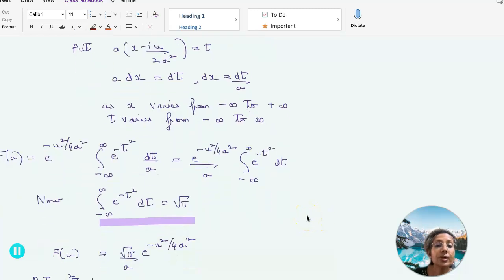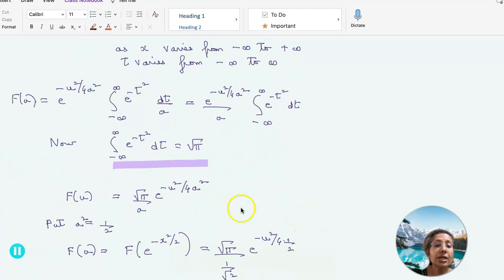Now in calculus we have seen this is a gamma function. The integral from minus infinity to infinity of e raised to minus t squared dt is root pi. You can refer to gamma functions in my earlier video or course for gamma functions. So F of u becomes root pi by a, this entire thing is root pi by a e raised to minus u squared by 4a squared. This is the Fourier transform.